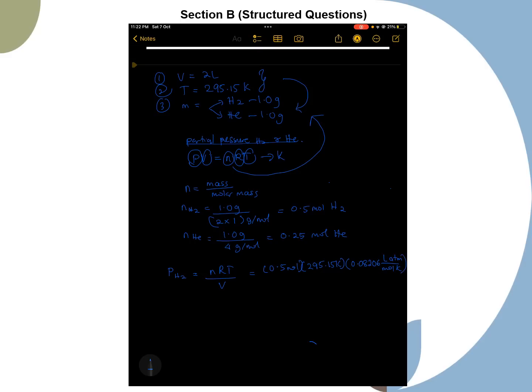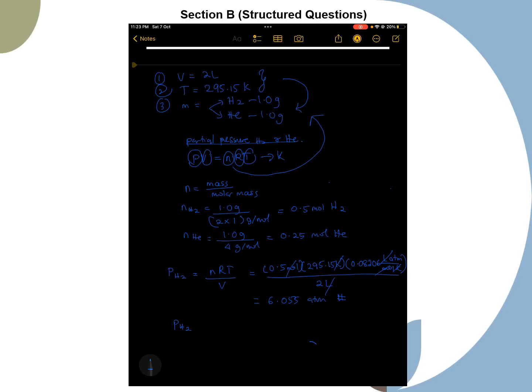Alright, now divide with the volume. The volume itself is 2 liter, so you just press it in your calculator and cross out all the same units that you can cross out. So the final answer will be 6.055 atm for the H2.